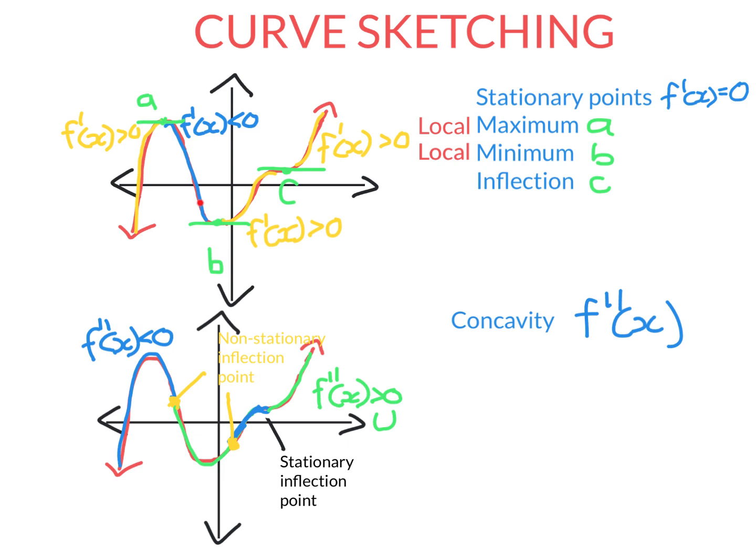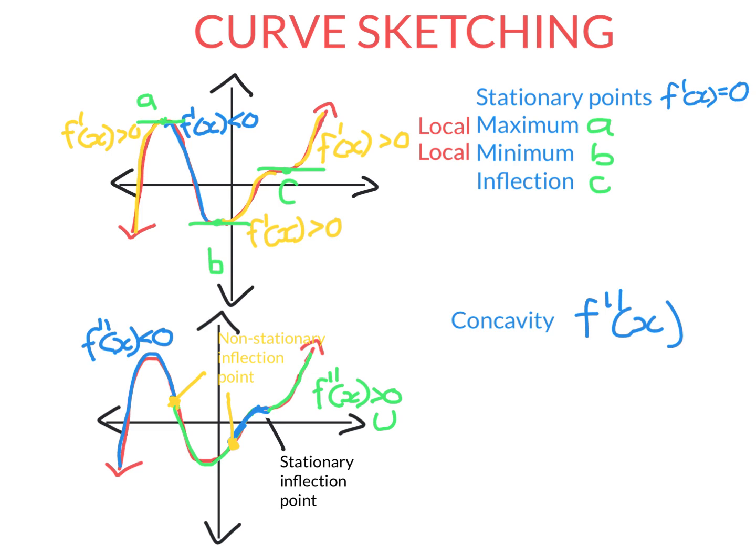Now similarly, you can see that B has the lowest y value in this neighborhood. It's not the lowest overall because this graph would keep going. It's the lowest in this neighborhood. C is an inflection point, and I'll talk more about that in a second. But just note that at any stationary point, the derivative is equal to 0, so we can find them before we graph some function. All we need to do is find where the first derivative is equal to 0.